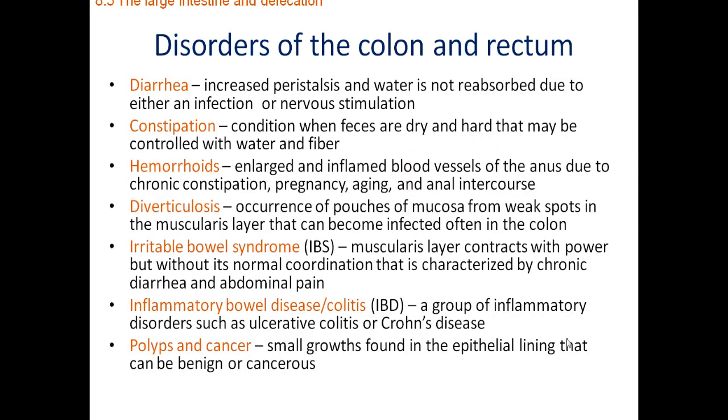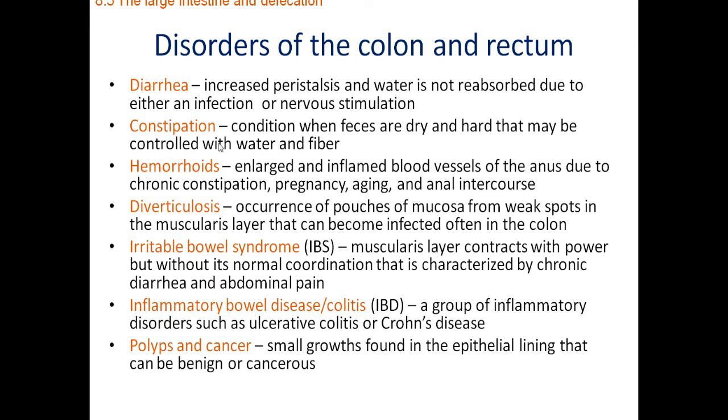Okay, now disorders. Look at all of them. Okay, so diarrhea. So diarrhea is caused by an infection or nervous stimulation. So like if you're nervous before you take a test or something, the sympathetic nervous system kind of stimulates things to move along. Okay, so that's going to increase peristalsis. The water's not going to be reabsorbed because things are moving too fast, and that's going to cause runny feces.